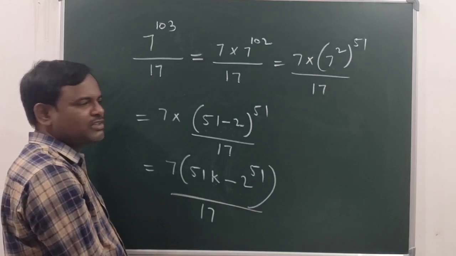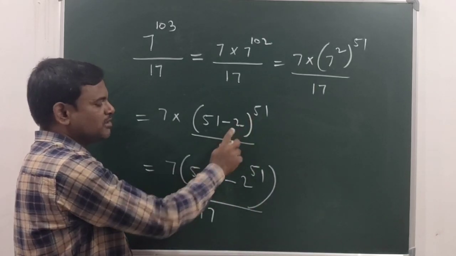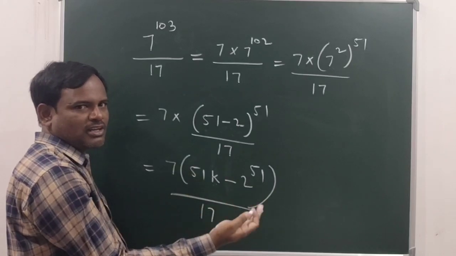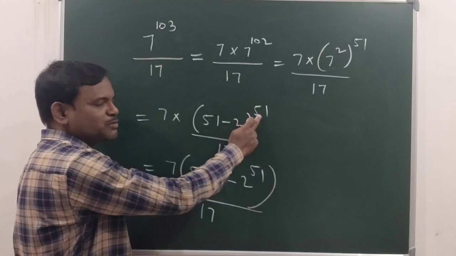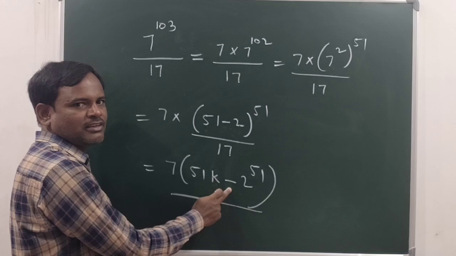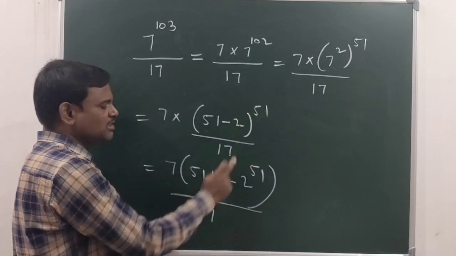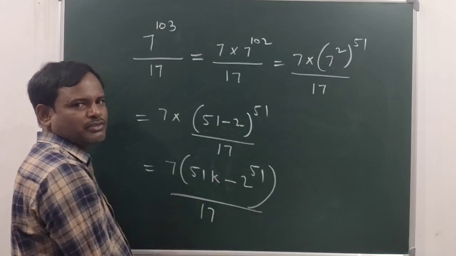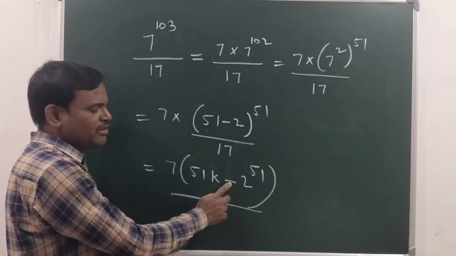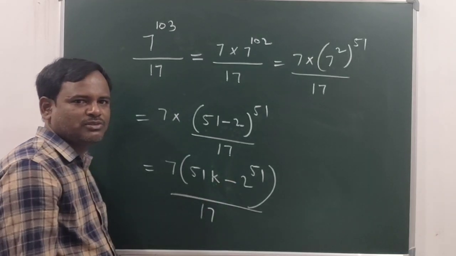For the last term, whenever the exponent is odd and the base is negative, you will get a minus sign. If the exponent is even, then you will get positive. Okay students, so here you get minus sign. Why it is minus? I hope you have understood this.